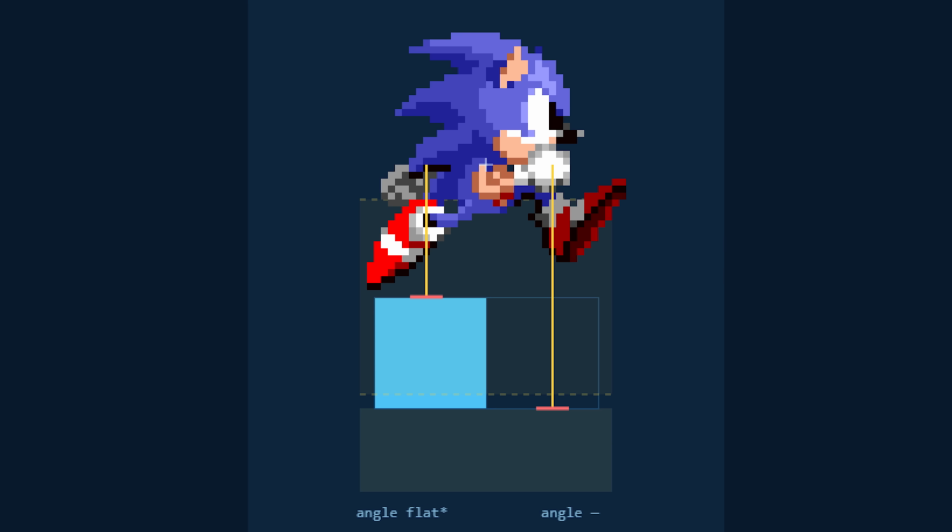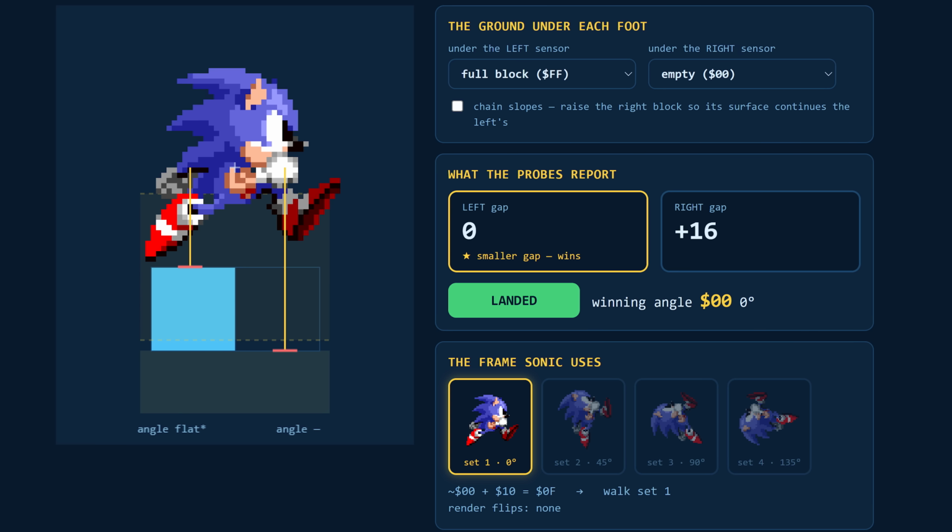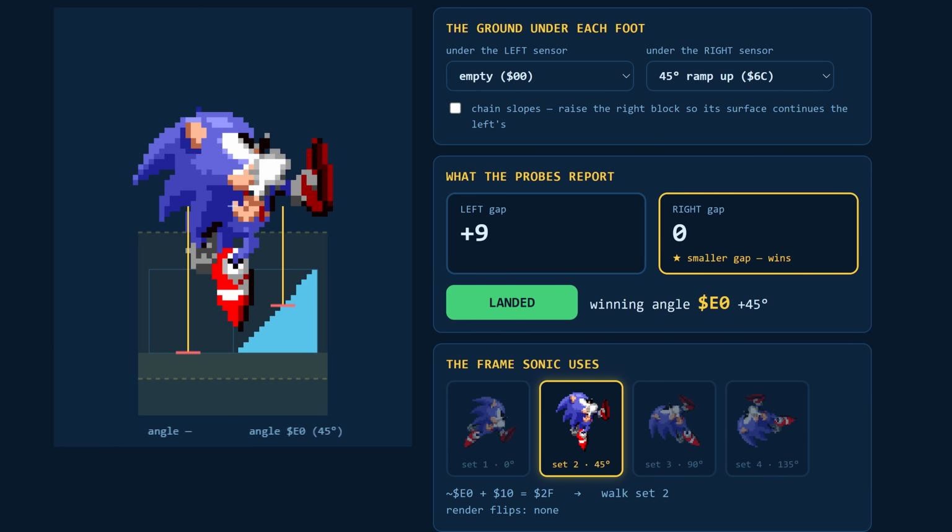If one foot is over a hole and the other isn't, the distance to the ground is smaller than the distance to a giant hole. He walks over it and the smaller distance wins. 2. Sonic steps up onto ledges. If one foot is already clipping the scenery, the distance to the scenery is negative. That's the smaller of the two distances and it wins, causing Sonic to step upwards.